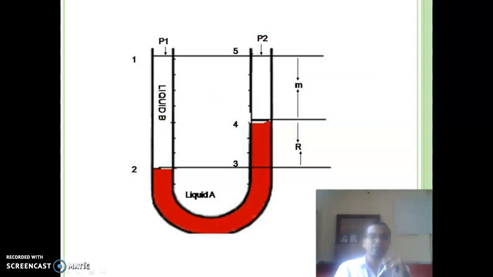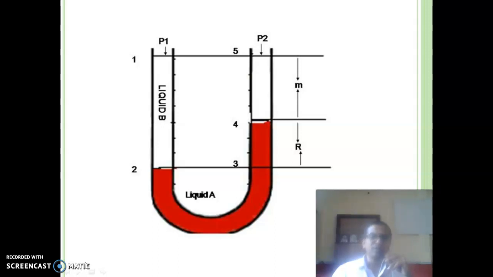So this is the simple construction of the simple manometer. You can observe here there is liquid A and liquid B. Liquid A is at the middle of the tube and liquid B you can find at the arms of the tube, which we have already discussed. So while observing this U tube, please observe points 1, 2, 3, 4 and 5.